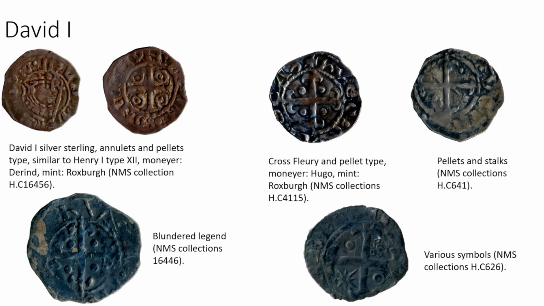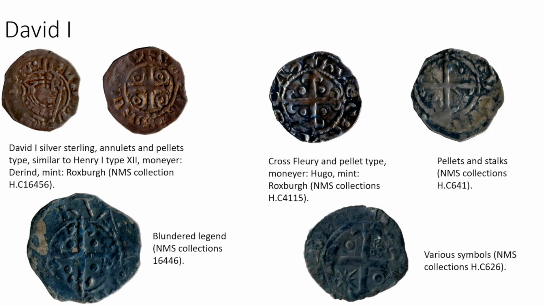It's also worth noting that there is some variety in this annulet and pellet type, in that sometimes the annulets are actually crescents. So we have crescents rather than annulets. Again, this example was minted by Derrind at the mint of Roxburgh. This type of coin, the crescents, pellets and annulets type, was also minted at Carlisle and Perth as well. But with David's main coins, his main type is the cross fleury and pellets type.